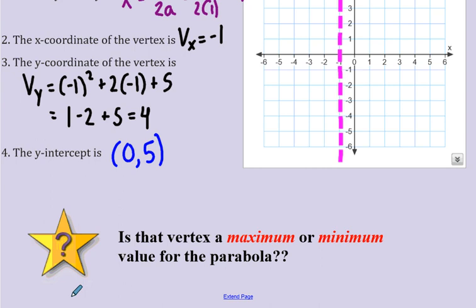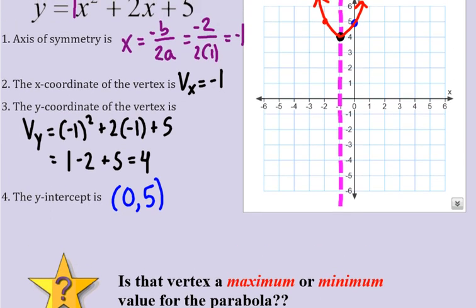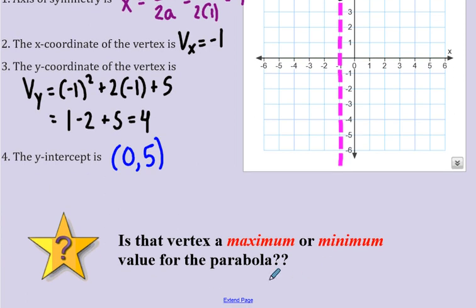Is this vertex a max or a minimum? Well, we're going to talk about the difference here in a second. You probably could have guessed this vertex right here is going to be a minimum because it's the lowest point on the graph. There actually is no maximum for this graph because it goes upward and upward. So this is going to be a minimum.